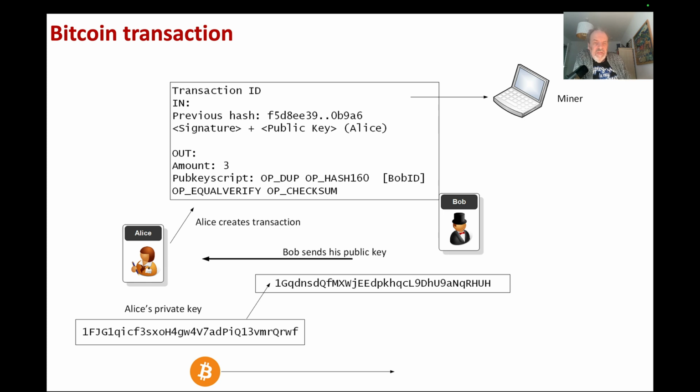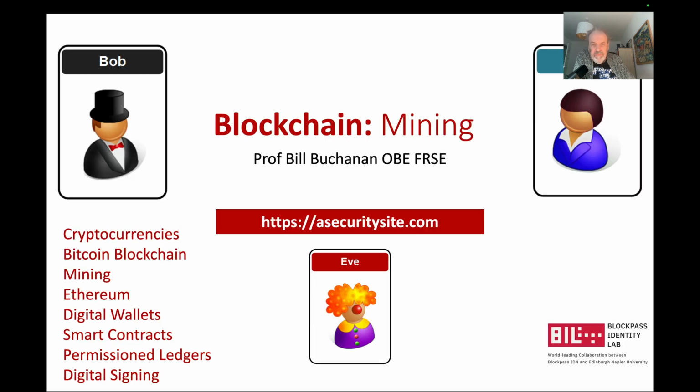Again, basically what happens is that Alice is creating a transaction here, and she will sign this with her private key. And inside the transaction, she will point to Bob's identity and then sign the overall transaction with her private key, and then everyone can prove that transaction with her public key.